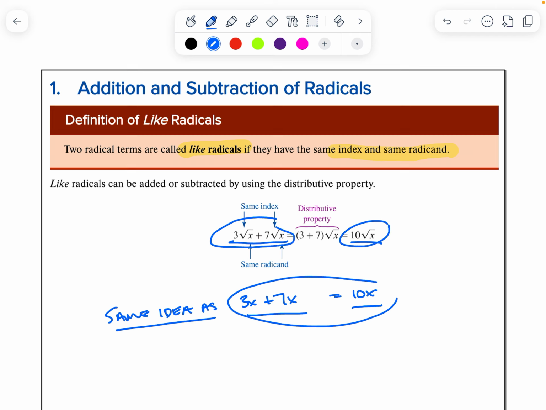Now, what matters is that they do have the same index. That's the little number up here. If those numbers match, we can add them, and they have to have the same radicand. That's the number in here. If those things match, we have the same exact items, a square root of x and a square root of x, then we can combine them because we have 3 of some type of thing plus 7 of some type of thing. We just get 10 of the same type of thing.